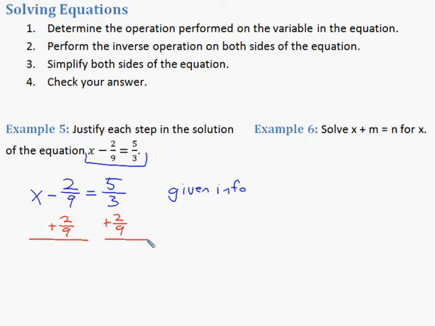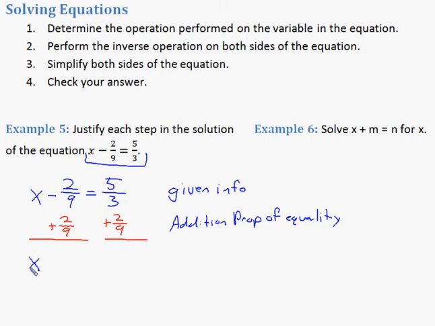And justifying each solution, why can we add 2/9 to both sides? Well, we can do that because of the property we talked about earlier. That's the addition property of equality, which states that we can add the same thing to both sides. So the addition property of equality. This you may not have thought about before, but we'll write the next step over here on the left side.